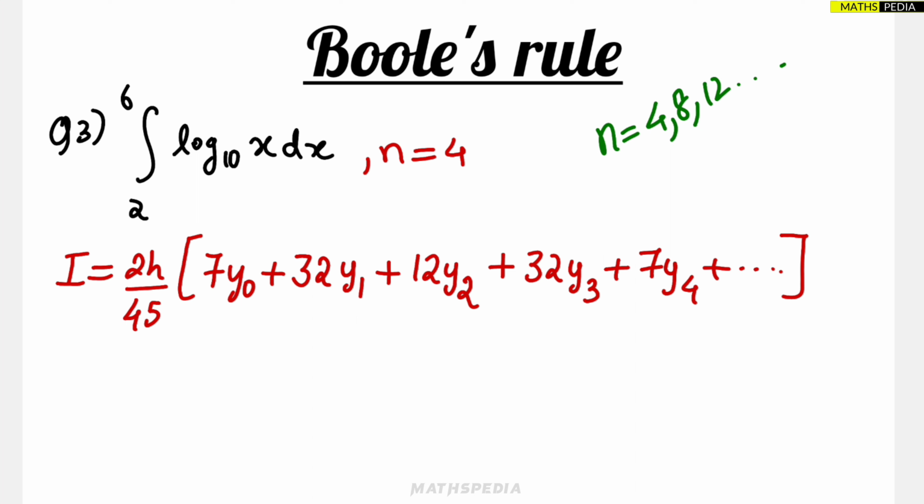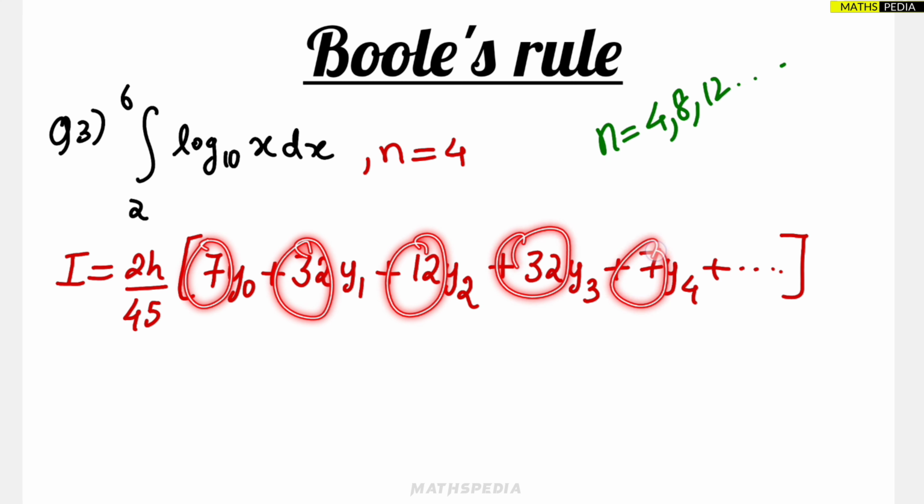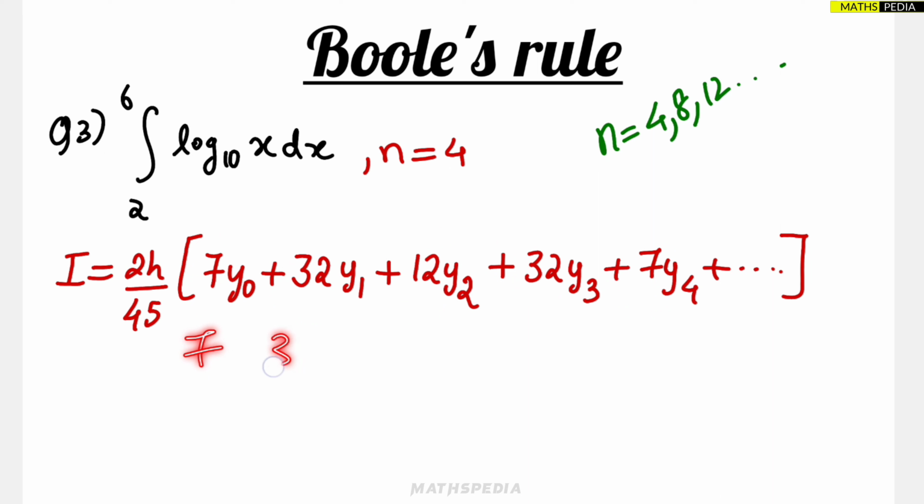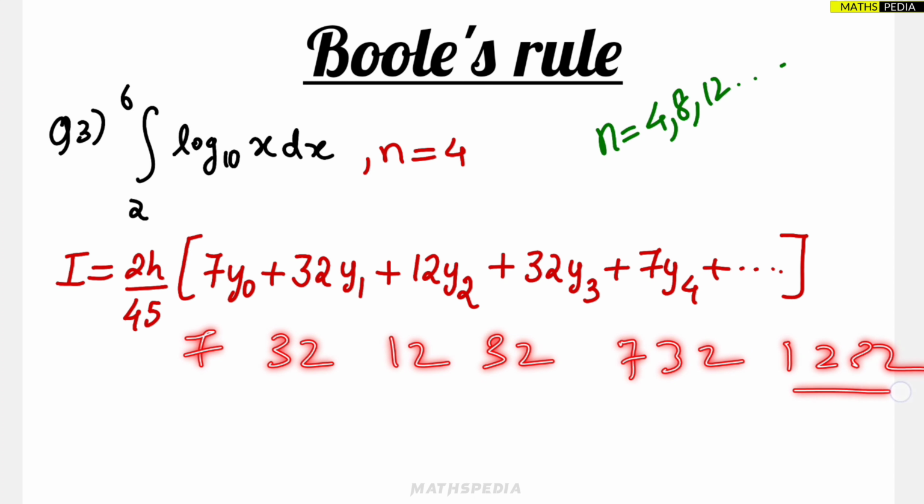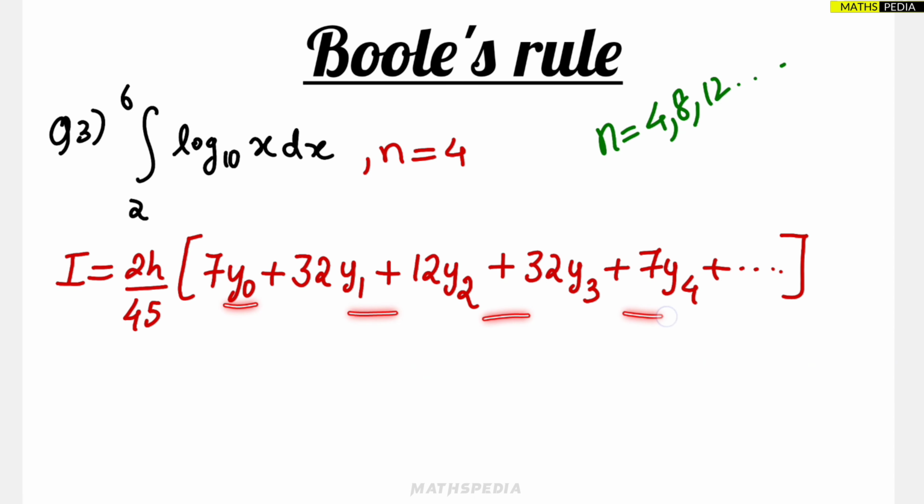Now the formula, as we discussed, is 2h by 45, where h is the width of the interval. The formula we will be seeing: 7 y0, y1, y2, y3, y4, you remember. After that, 7, 32, 12, 32, 7, 32. The basic idea is 7, 32, 12, 32, then 7, 32, then 12, 32, like this you remember. So y0, y1, y2, y3, and so on you write.